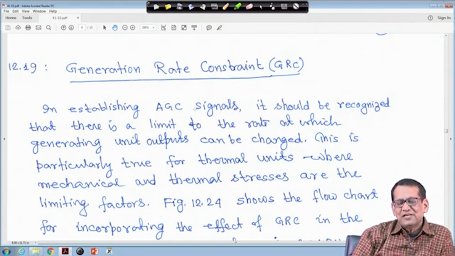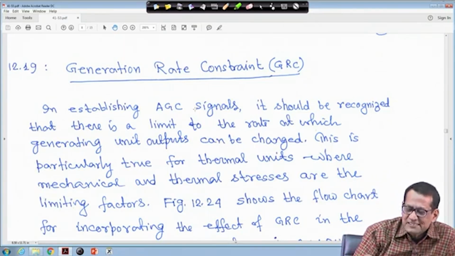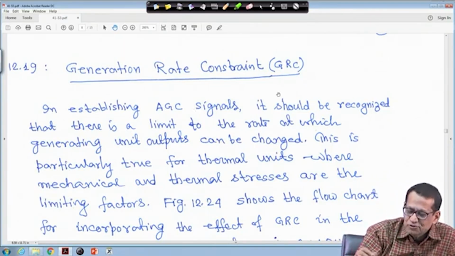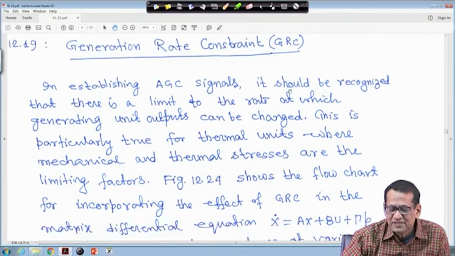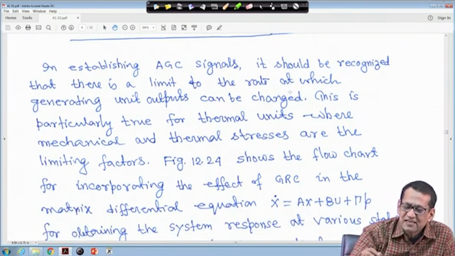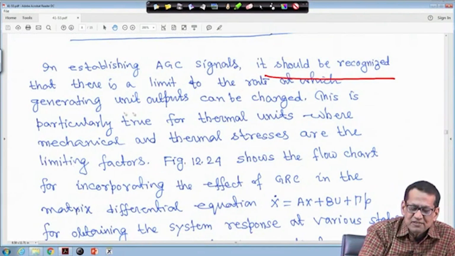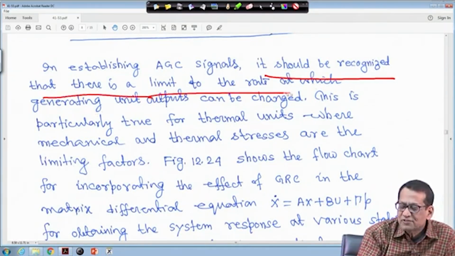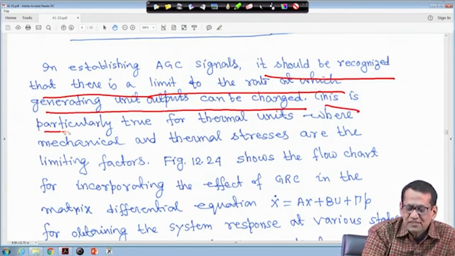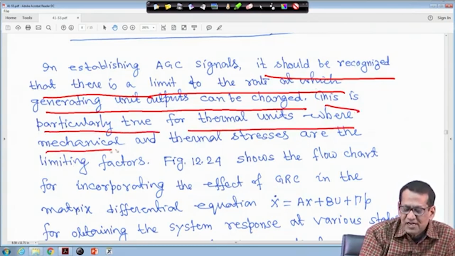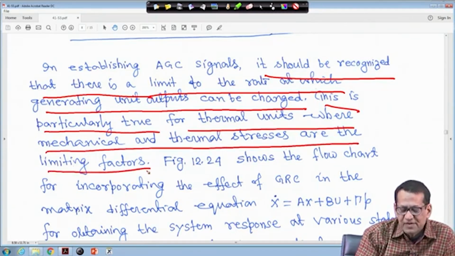Similarly, every generating unit has some rate limit, and accordingly the power generation will chase the load. So, in establishing the AGC signal, it should be recognized that there is a limit to the rate at which generating unit outputs can be changed. This is particularly true for thermal units, where mechanical and thermal stresses are the limiting factors.